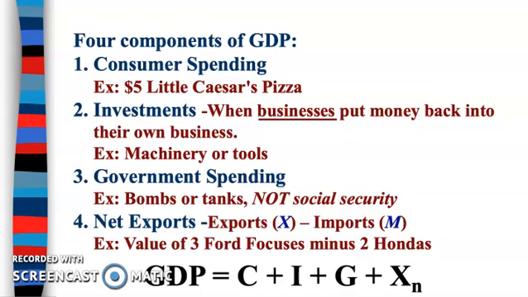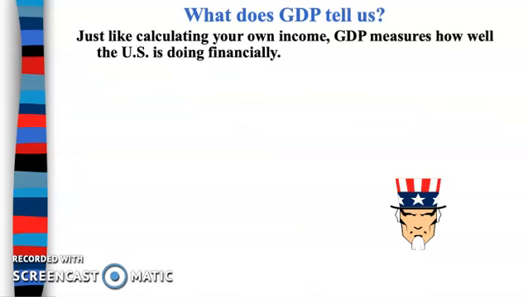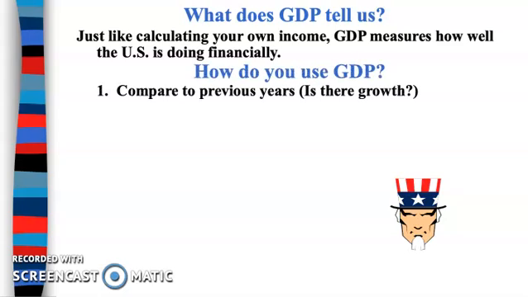So when we think about how do we use GDP, it's very much like we calculate our own income. Essentially, it tells us how well financially the United States is doing. And we can look at this over previous years. So for instance, we could compare this year to last year. Do we have more GDP this year than we had last year? Well, it tells us that we're growing, just like you would use it with your own income. Did I make more money than I did last year? Well, if I did, then I'm probably doing fairly well.